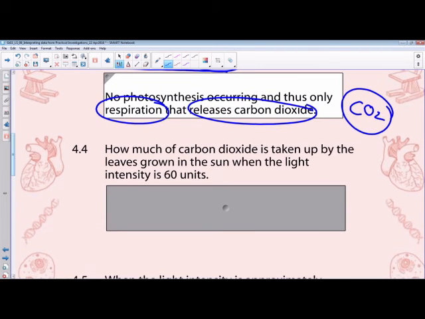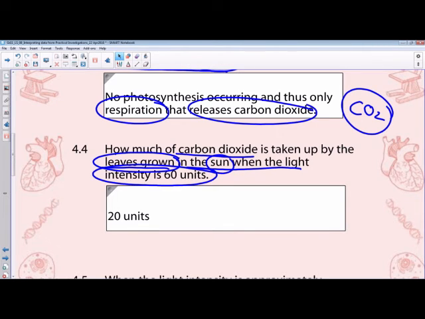Next question, guys, 4.4. How much carbon dioxide is taken up by the leaves grown in the sun when the intensity of the light is 60 units? So we've got to go back to the graph. I'm going to quickly click on my answers, and go back to 60 units and try to explain to you exactly how we extrapolated.